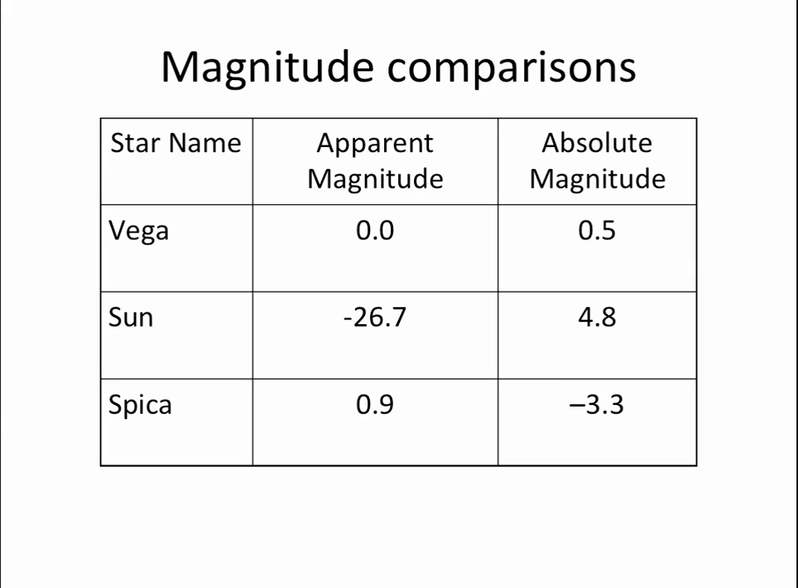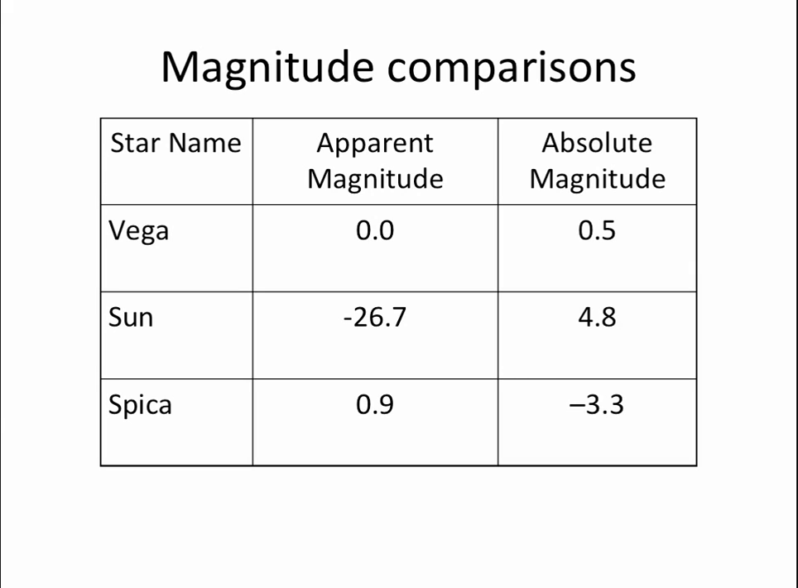And then now we can compare which star is actually brighter, Vega or the Sun. If you look here, if both stars were at 10 parsecs, Vega would be brighter than the Sun, so that means Vega is putting out more energy than the Sun by quite a bit.